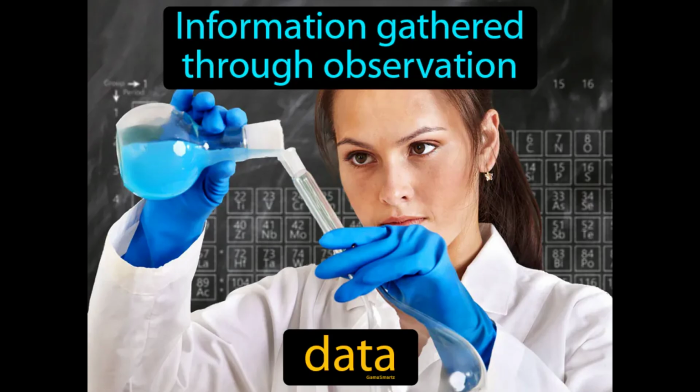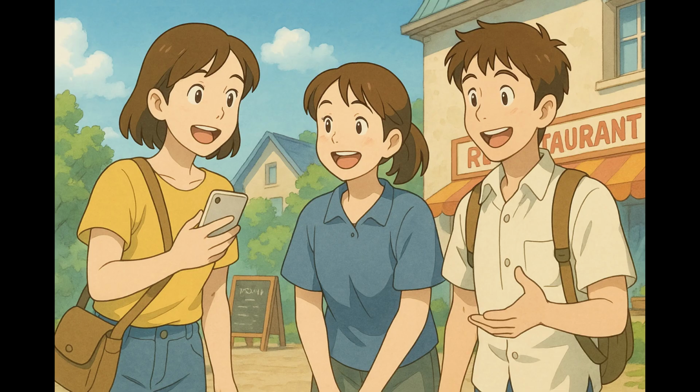Information gathered through observation: data. In science, data is the evidence collected during experiments or studies to understand and explain the natural world. Imagine trying to decide which new restaurant to try for dinner. Just like you might ask friends for their recommendations, skim online reviews, or even walk by to see how busy it is, scientists gather data through observation to understand a phenomenon.